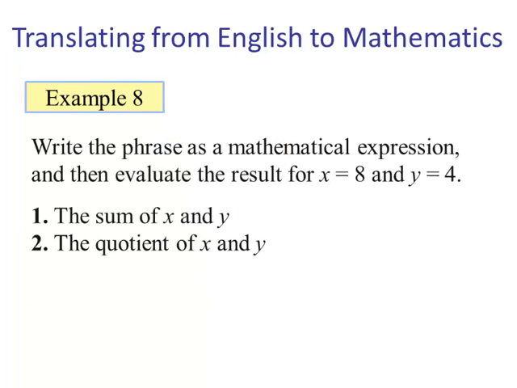Example 8. Write the phrase as a mathematical expression and then evaluate the result for x equals 8 and y equals 4. Number 1, the sum of x and y. Number 2, the quotient of x and y.